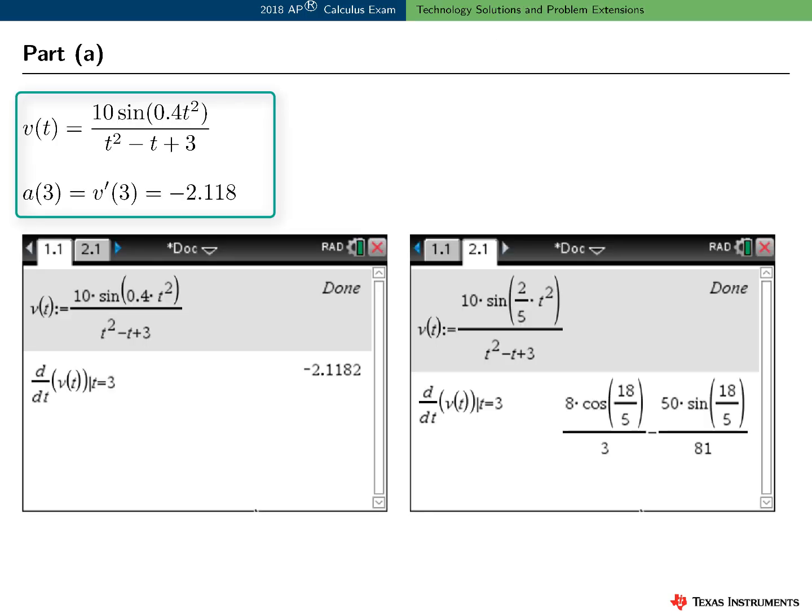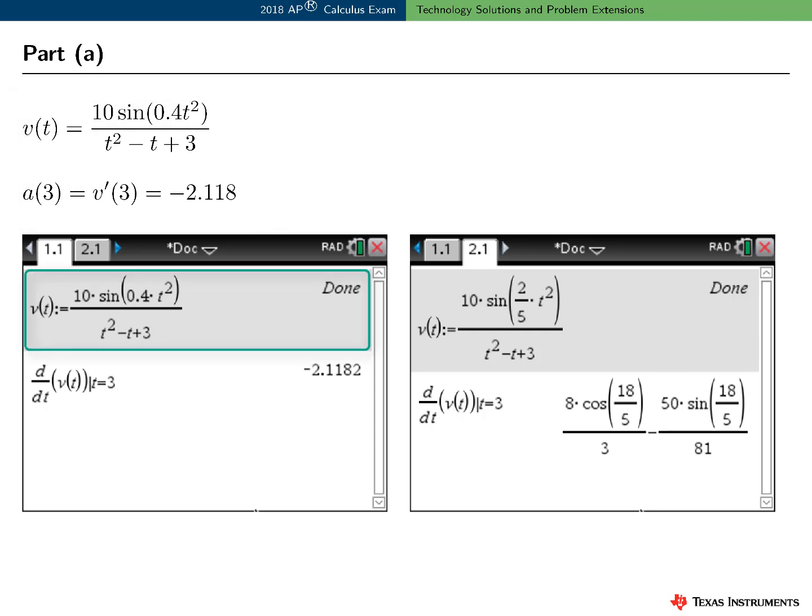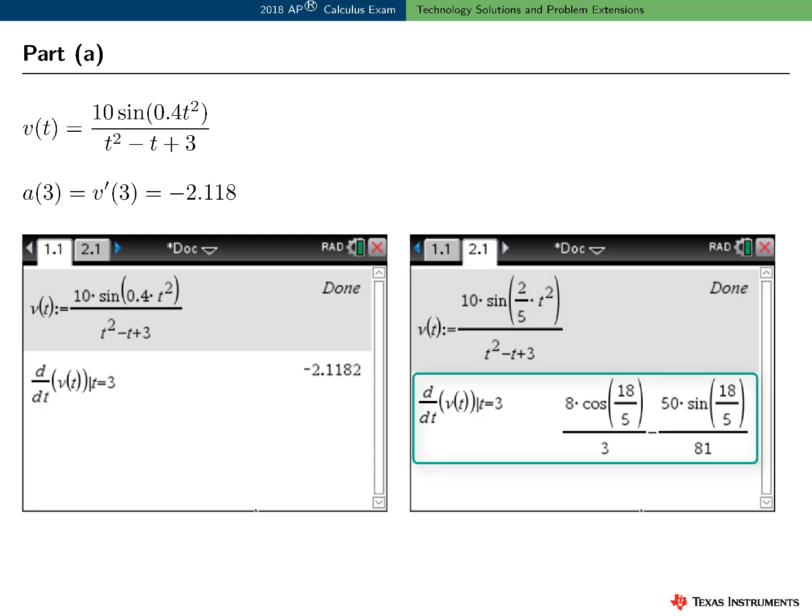In Part A, once we recognize that the acceleration is the derivative of the velocity, this problem is pretty straightforward using technology. Using the TI-Nspire, I defined the function v, and then simply found the derivative of v evaluated at t equal 3. And just because I'm using a CAS machine, I wanted to see if I could find the exact symbolic derivative. I had to define v a little differently here, using exact values, no decimal approximations. And here's the exact derivative at t equal 3.